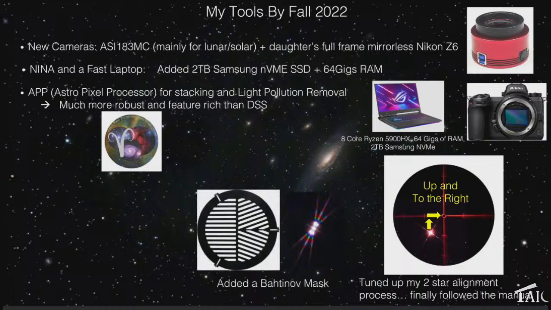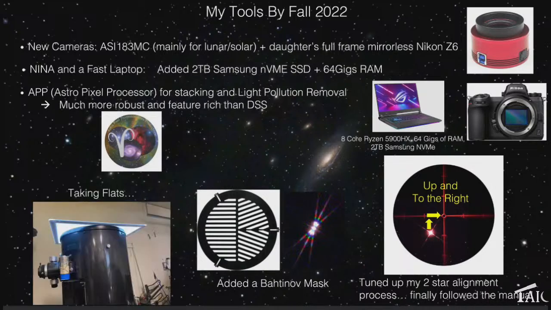And then I also added a Bahtinov mask, which you put in the front of the telescope. It makes the stars have these spikes. And if you adjust the focus so that the center spike is right between the others, then you know you've got decent focus. And then finally, I started taking flats, which is essentially you put something that has a really flat light in front of your telescope, either taking a picture of the sky or putting a t-shirt over the telescope. I used a little tracing panel. And flats basically correct for some of the optical deficiencies in your system and help make the pictures look better.